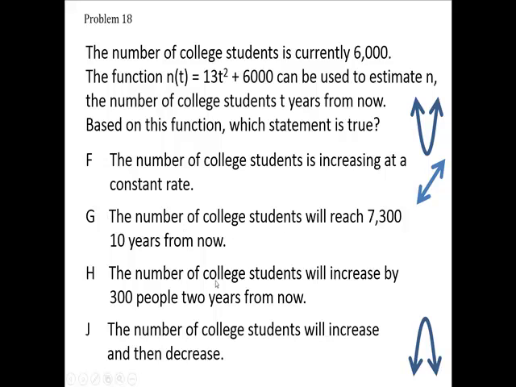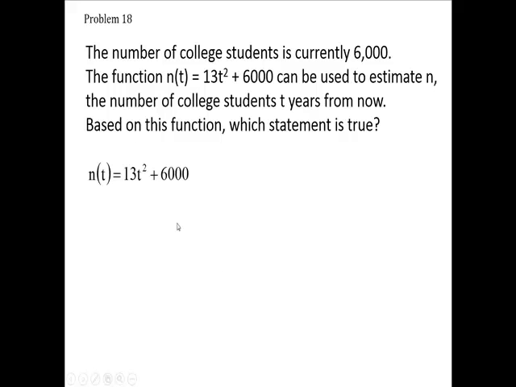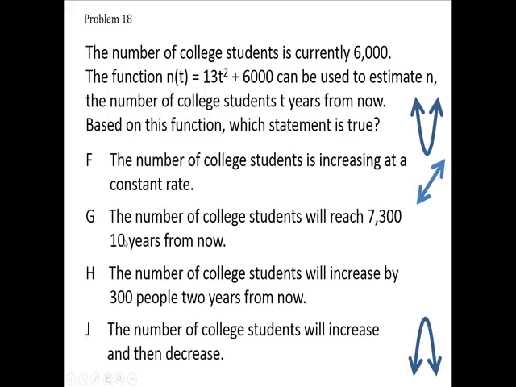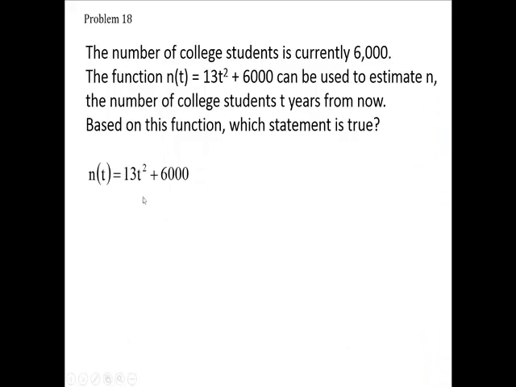If G works, I won't even try H. So let's test out G. G says we're going to have 7,300 students. How many years from now? So t is going to be 10, and N will be 7,300. So let's test it out here. See if we get 7,300. Find N for 10 years. In place of t, plug in a what? 10. And 10 times 10 is what? 100, right?